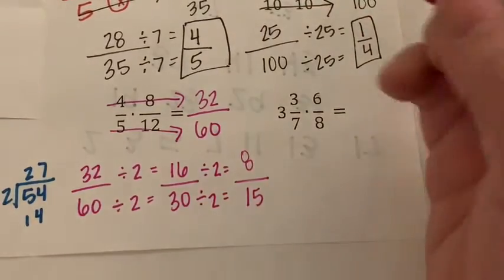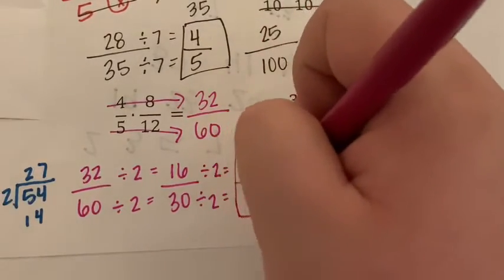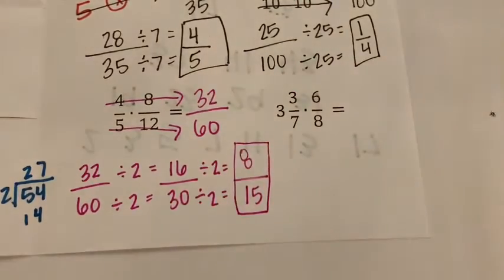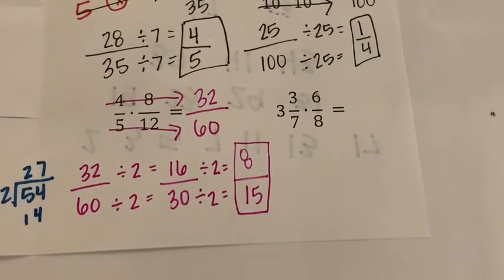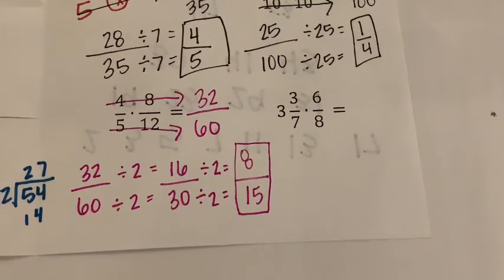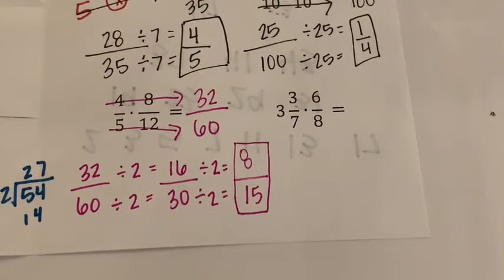Does it get smaller? No, neither of those numbers is prime. They're not divisible by the same thing. 15 is only divisible by 3 and 5. And neither one of those goes into 8. 8 is only divisible by 2 and 4.